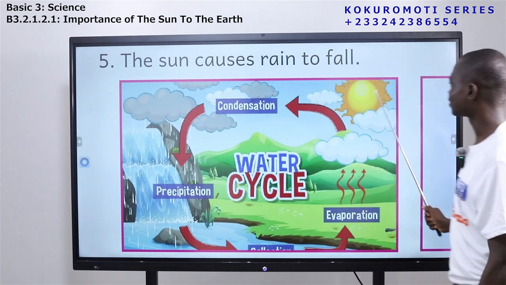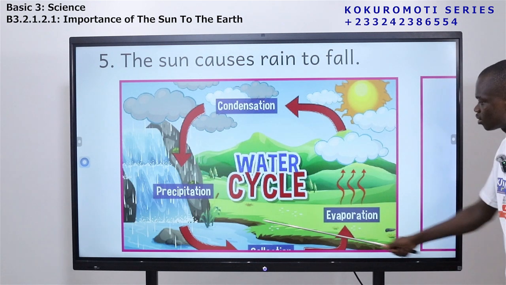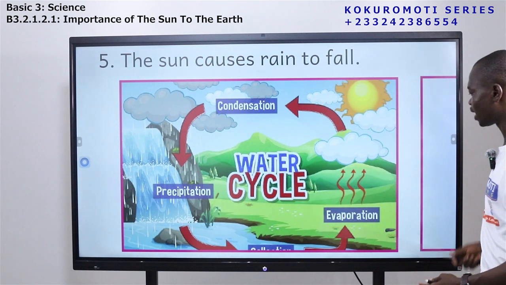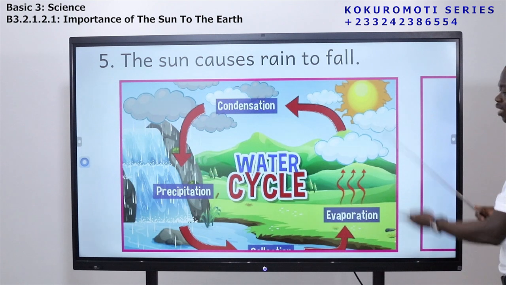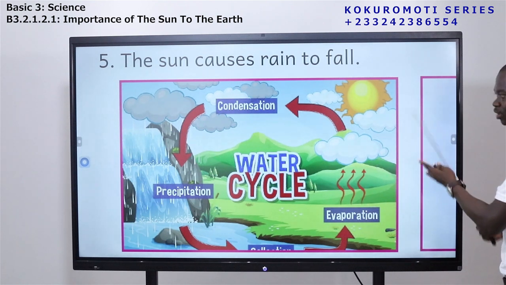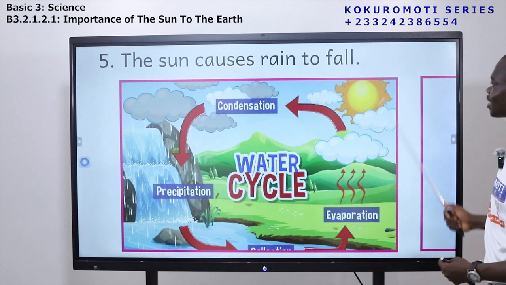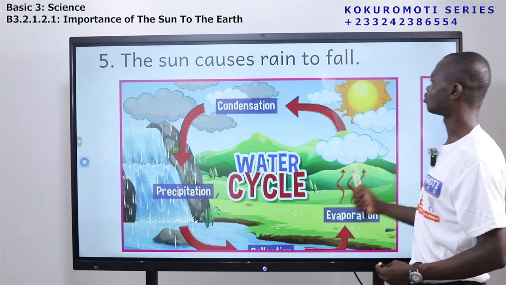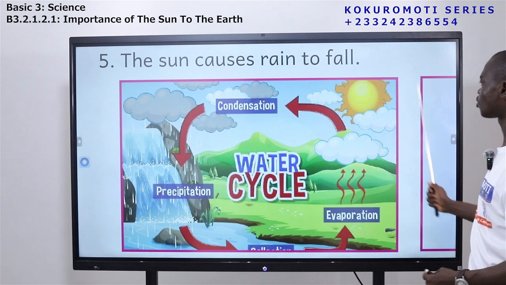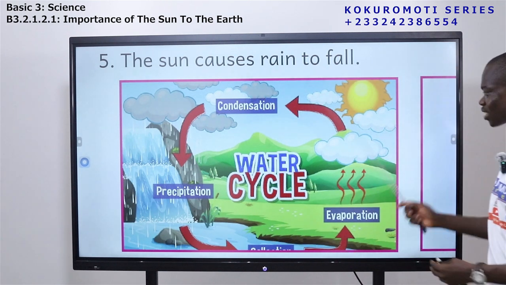So if the sun doesn't shine, the water bodies will not heat up, and they will not be able to release water vapor into what? Into the atmosphere. We are saying that the sun causes what? Rain to fall. The sun causes rain to fall, and this is how the whole thing looks.